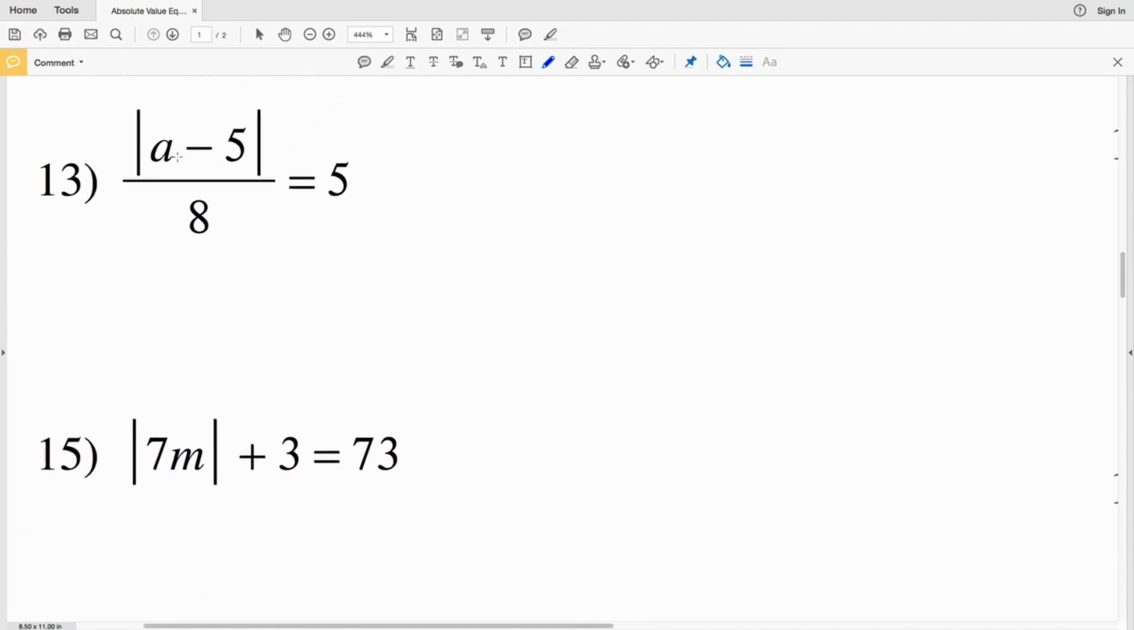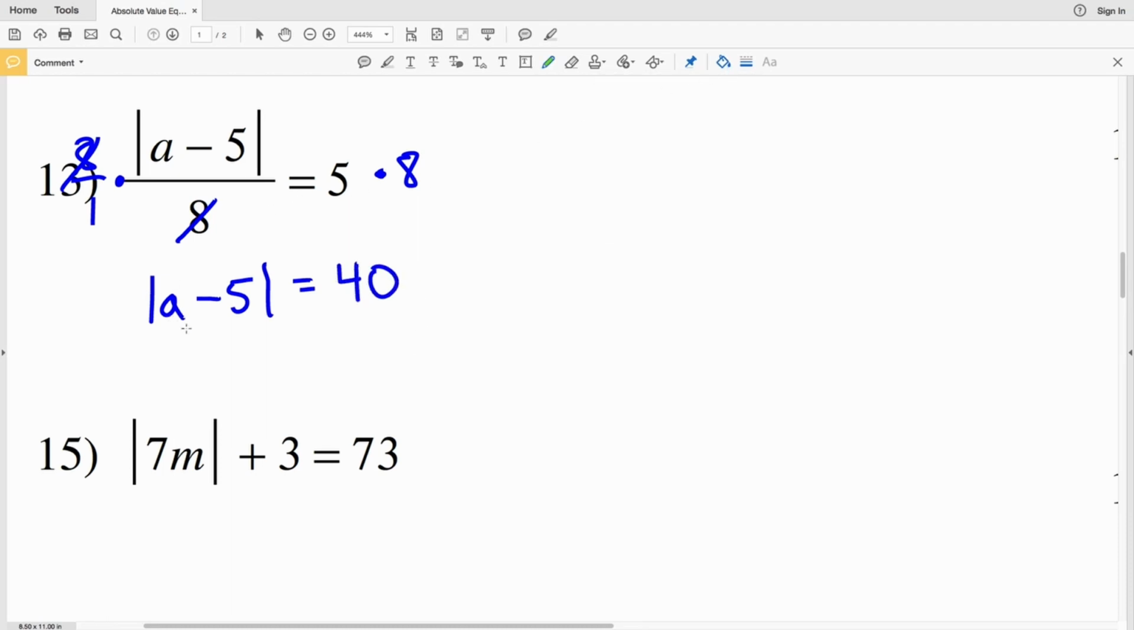For number 13, we have the absolute value of a minus 5, divided by 8, equals 5. We need to get this absolute value quantity by itself so we know what the possibilities or what the options are. So we're going to start by multiplying by 8 over 1, which is the same as multiplying by 8. And whatever we do to the left, we do to the right. The 8s will cancel out, since 8 divided by 8 is equal to 1. And the absolute value of a minus 5 divided by 1 is simply the absolute value of a minus 5. So we have the absolute value of a minus 5 equal to 5 times 8, which is 40.